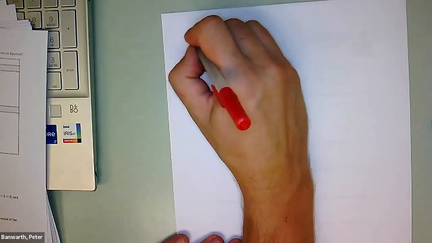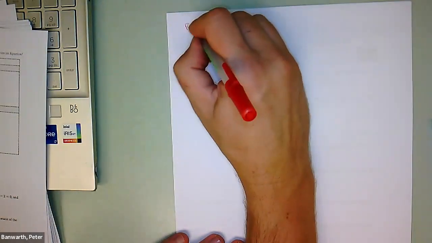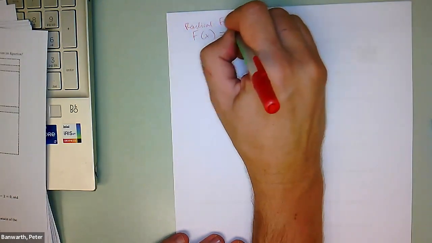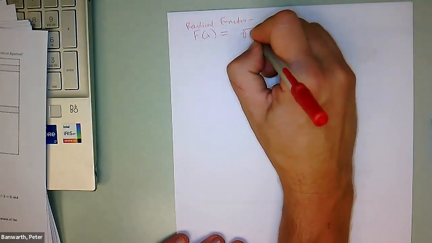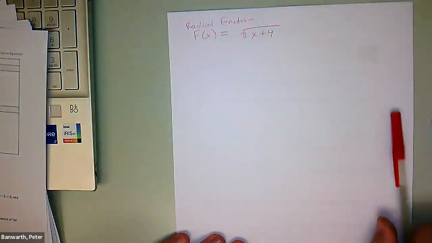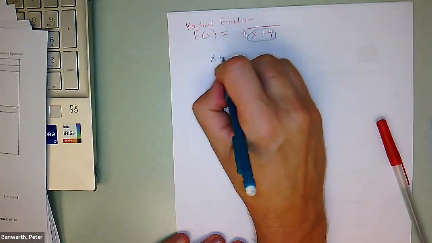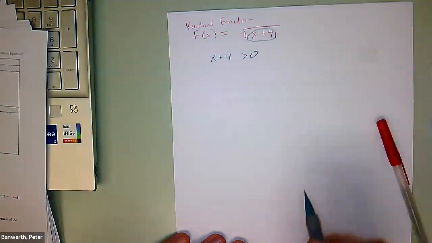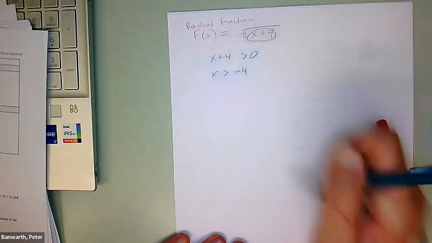Moving on. If I have a radical function, like the square root of x plus 4, it just helps to remember that in a square root, what goes under the square root has to be greater than 0. So x has to be greater than -4.